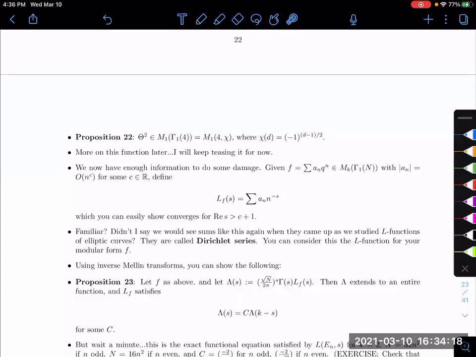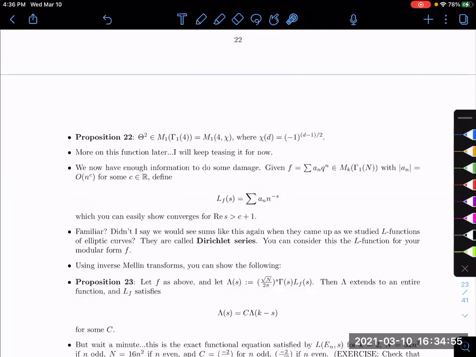So proposition 22, big theta squared is a weight 1 modular form of gamma sub 1 of 4, which by the proposition above we know is just a weight 1 modular form at level 4 with respect to the non-trivial character mod 4. Okay. And I'm going to stop teasing the function now, but I'm going to try to bring up properties of this function piece by piece as they become relevant once we define things that make it relevant. So more on big theta later. I'll keep teasing it for now.